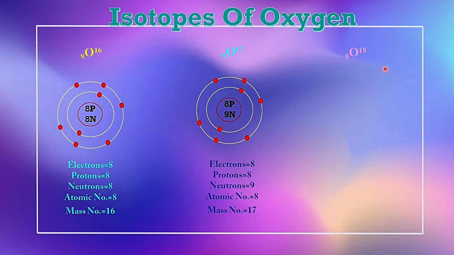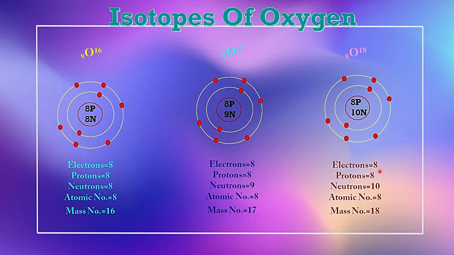Third isotope of oxygen is known as oxygen-18. This contains 8 protons but 10 neutrons. Subatomic particles are like this: 8, 8, 10, and atomic number 8, mass number is 18. Now if someone asks you what is the atomic mass of oxygen, then you can't say that atomic mass of oxygen is 16. Then these two oxygens also exist in nature.